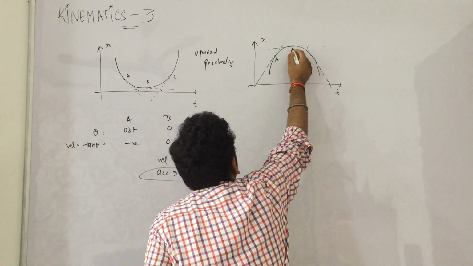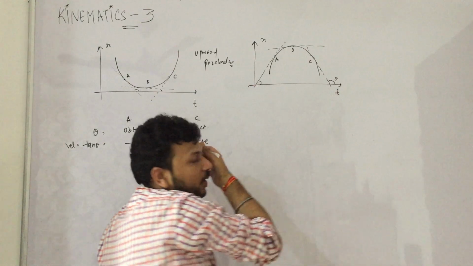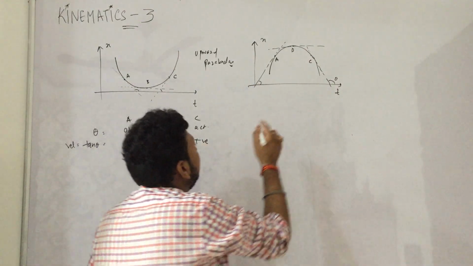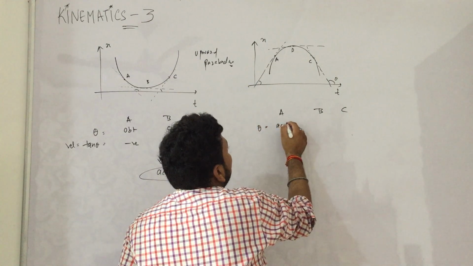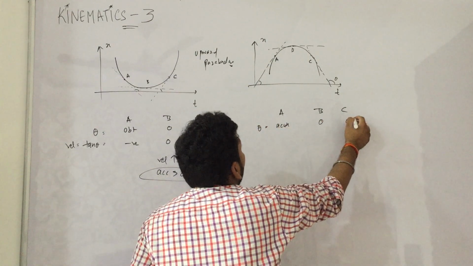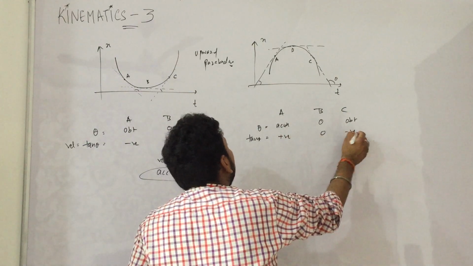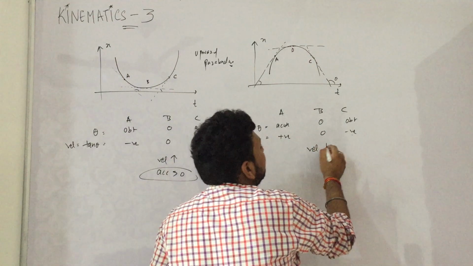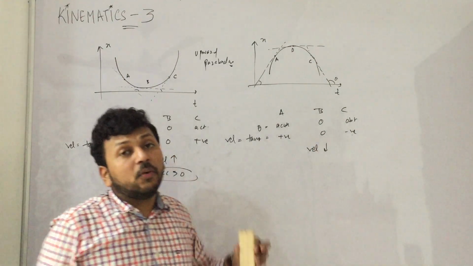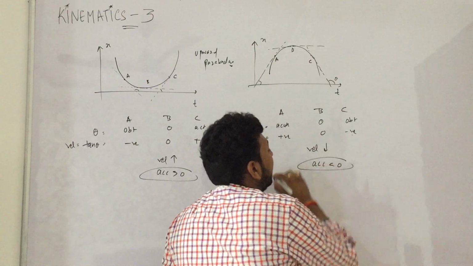So A, B and C: theta is acute, theta is obtuse, and then theta is 0. So if you take points A, B and C, theta is acute, 0, obtuse. Tan theta is positive, 0, negative, and tan theta was velocity only. So you see the velocity is decreasing: positive, 0, negative. Velocity is decreasing means acceleration is negative.